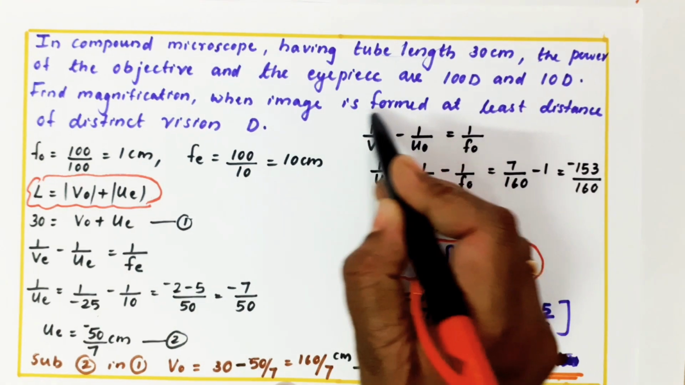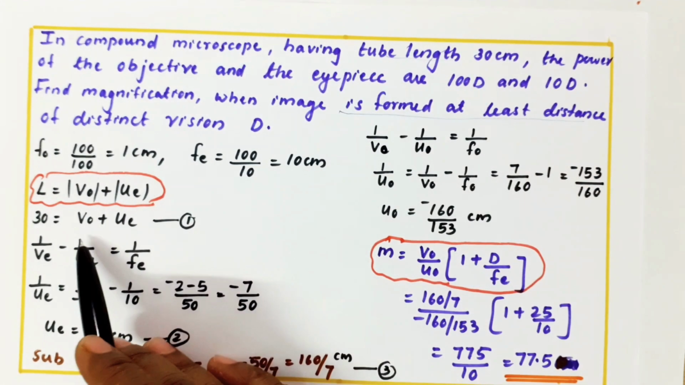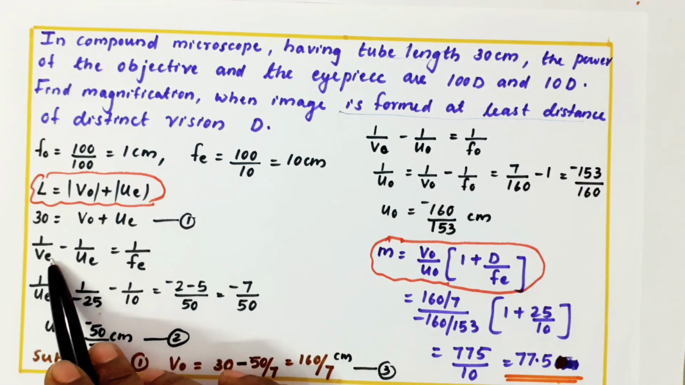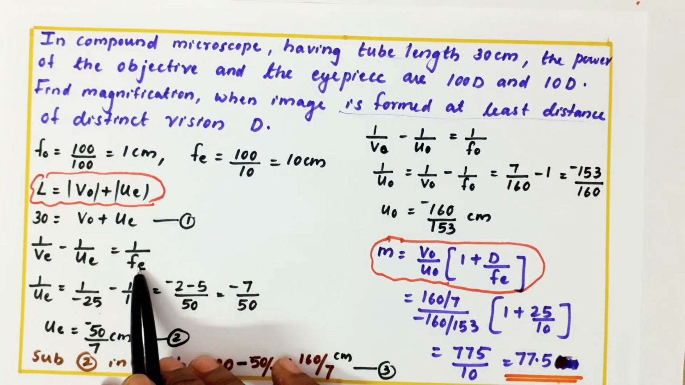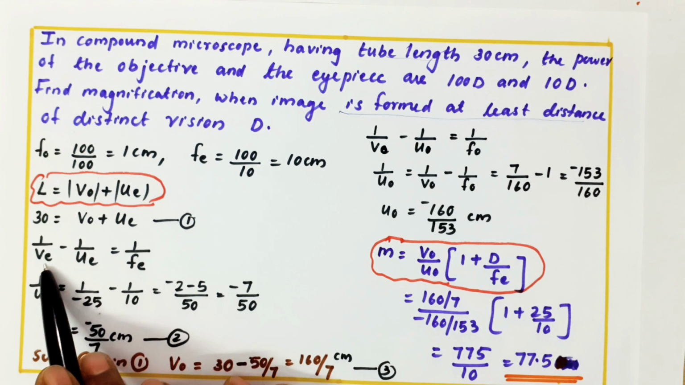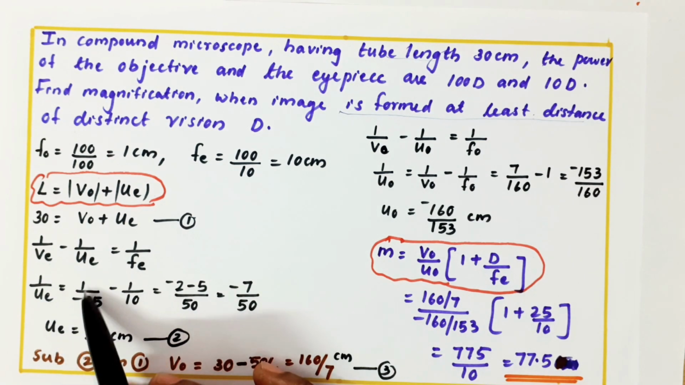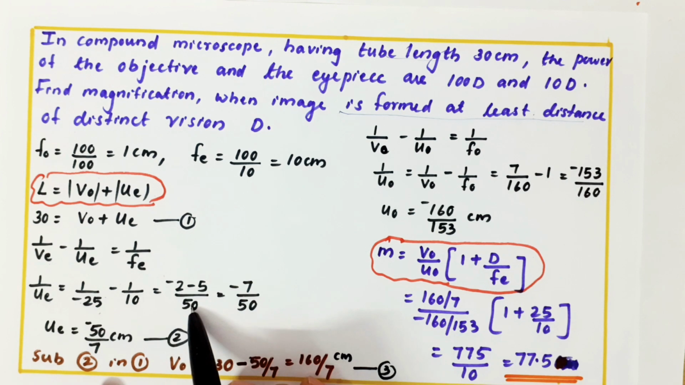They told that the final image is formed at least distinct vision. So I know what is the value of VE. UE I don't know. So I applied lens formula 1 by V minus 1 by UE is equal to 1 by FE. In this I know VE because they gave it in the question, final image at least distance of distinct vision. So 1 by UE is 1 by minus 25 minus 1 by 10, minus 2 minus 5 by 50, minus 7 by 50, UE equal minus 50 by 7 centimeter.